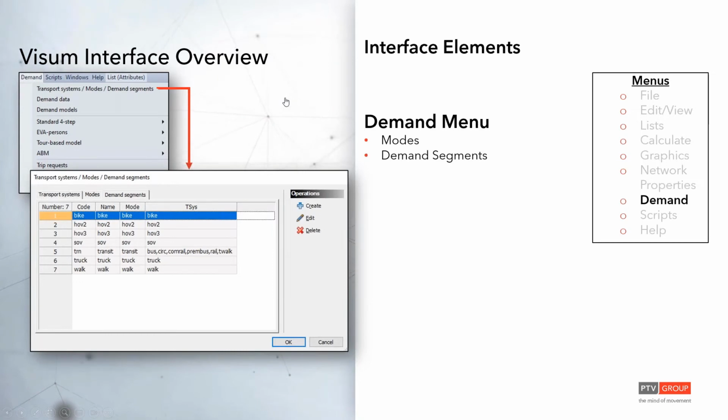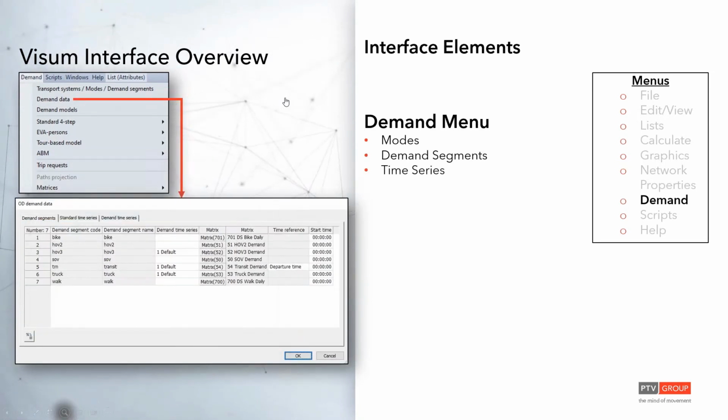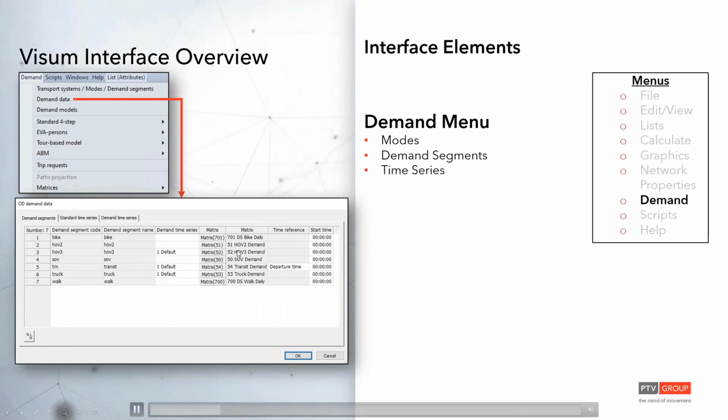So yeah, I talked about how modes get combined into demand segments, and then once you have the demand segments defined, you associate those demand segments with a matrix, which would store the origin to destination demand for each demand segment, and then you can also define a time series if you have a time series in your model.